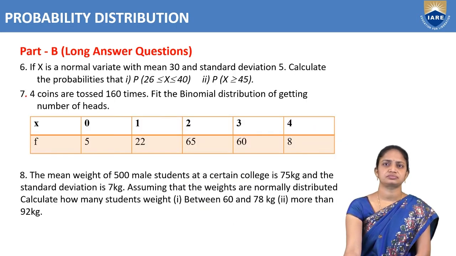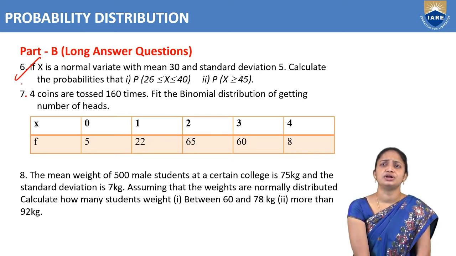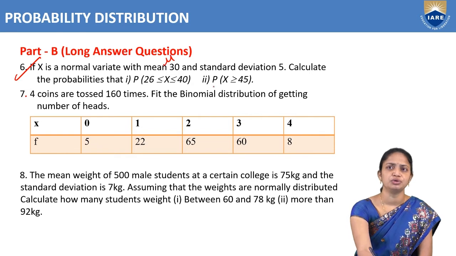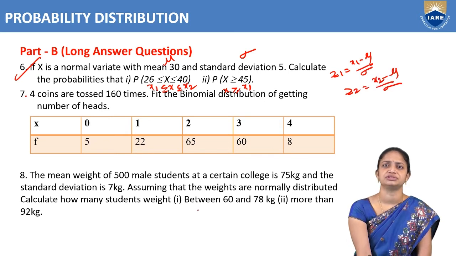Same procedure. So now coming to the 16th question, if x is a normal variate with mean 30 and standard deviation is 5. So mu equal to 30 and standard deviation sigma equal to 5. Calculate the probabilities that P of x1 less than or equal to x less than or equal to x2 and P of x greater than or equal to x1. Okay. So here z1 equal to x1 minus mu by sigma, z2 equal to x2 minus mu by sigma. So we have to use this formula.